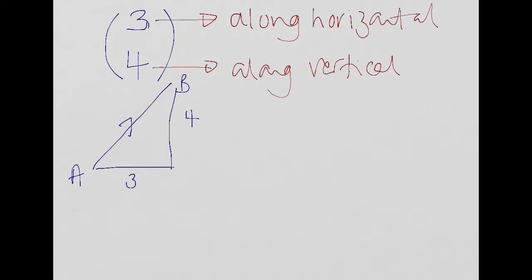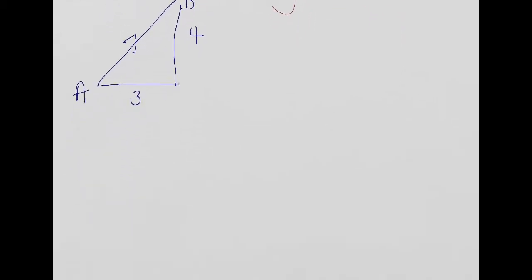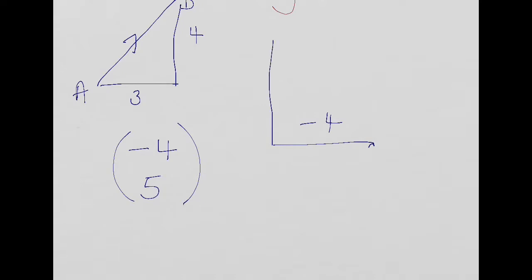To do a different one, as another example, I could have -4, 5. Well, that means if I start at this point here, I'm going to go backwards 4, so that's my -4, but 5 is positive and positive is up. So that's 5, and there, that's my vector again.